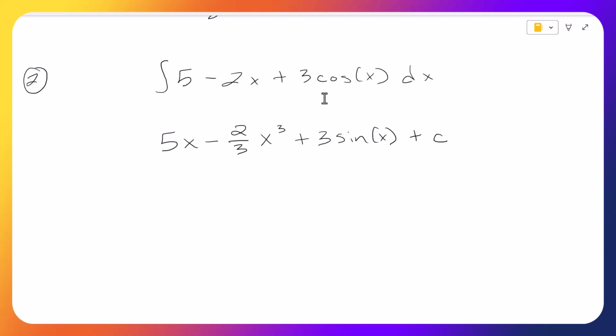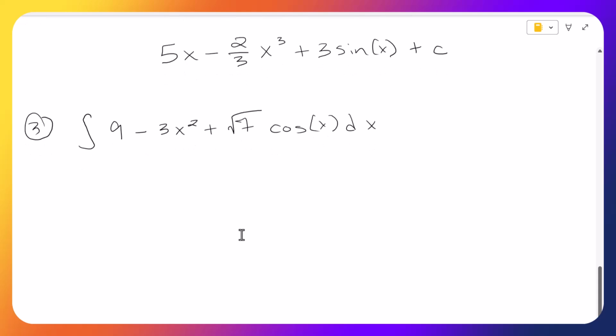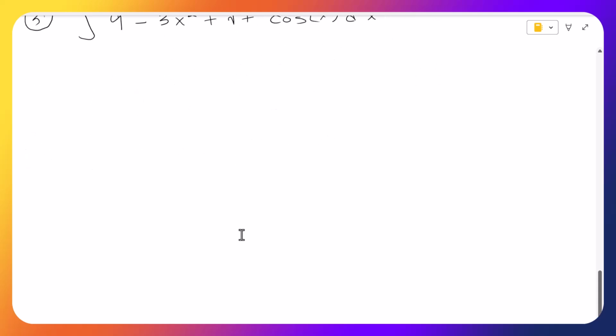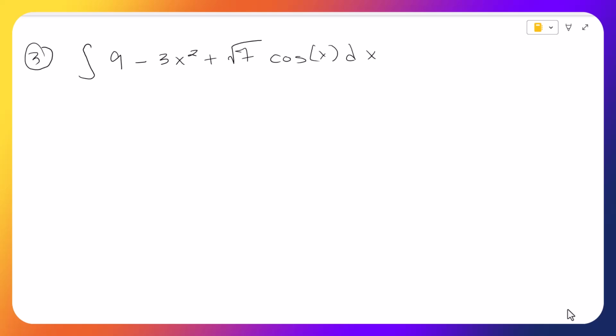Next one. Question 3, practice 3, we're going to do the integral of 9 minus 3x squared plus the square root of 7 cosine x dx. So I'll let you try this one out on your own again. And then when I come back, I'll talk us through it pretty quickly. So have an idea of what the answer is when you come back.